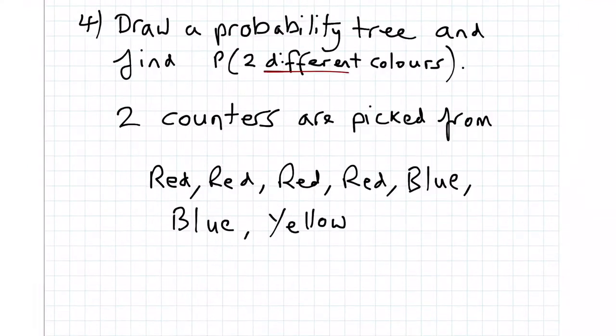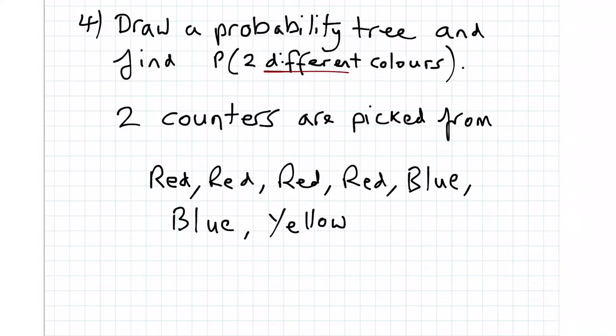Question 4. Drawing a probability tree. You're picking out two things from some bag that's got some coloured counters in it. Remember, when you pick out two things, that's like picking one thing, keeping it, and then picking another thing. So it's important that you treat that as a conditional probability situation.